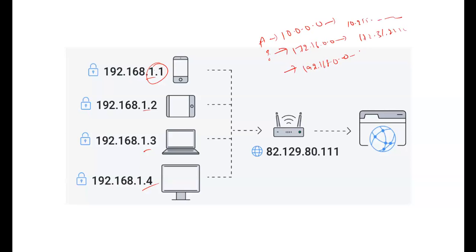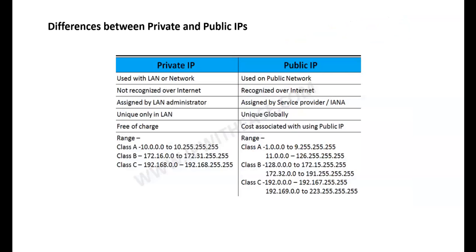192.168.0.0 to 192.168.255.255. Okay, so these are the private IP address ranges that we have. But in most cases, only these IP addresses will be assigned in general scenarios. So let's look at some small differences between private IP and public IP.